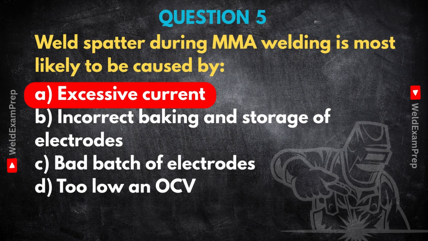Spatter. Yeah, we see that a lot, those little balls of metal stuck everywhere. So what exactly is it, and how does too much current cause it in MMA? Right. Spatter is basically those small droplets of molten metal that get ejected from the weld pool during the process. They fly out and solidify on the plate or wherever they land.